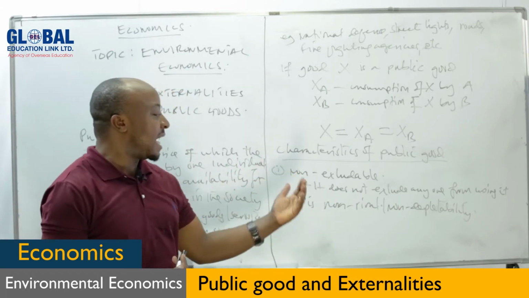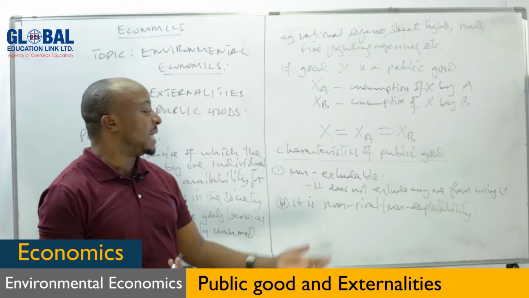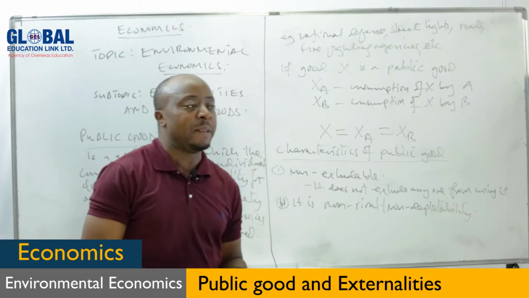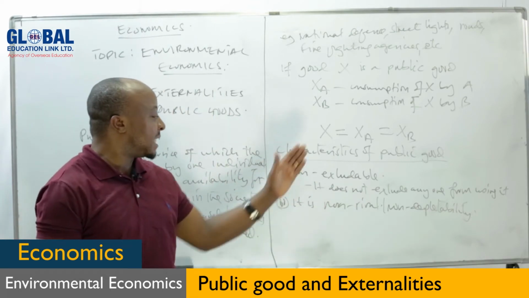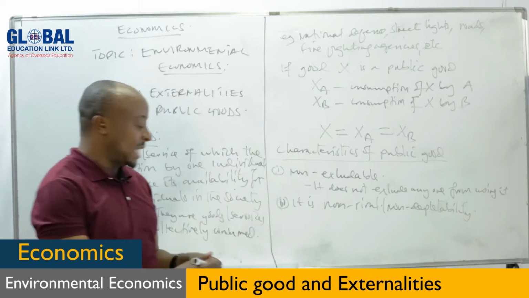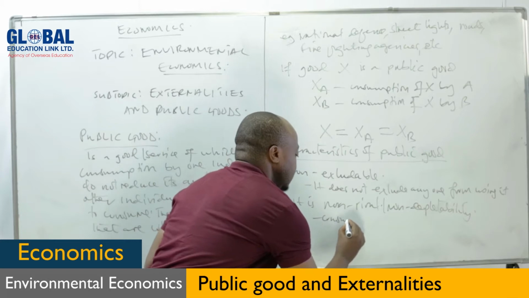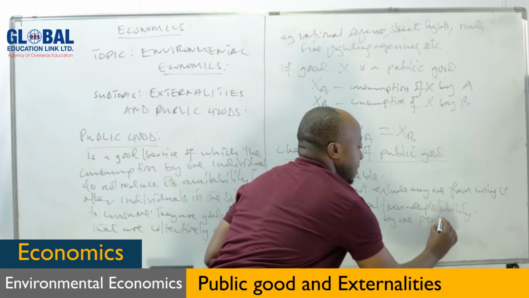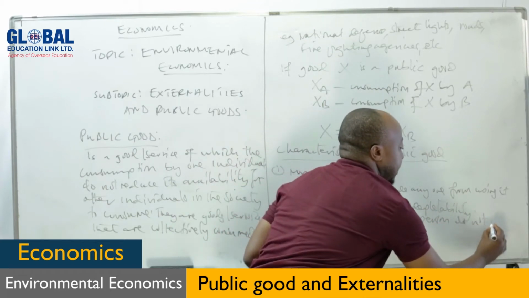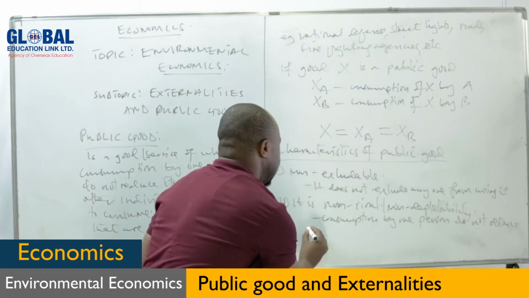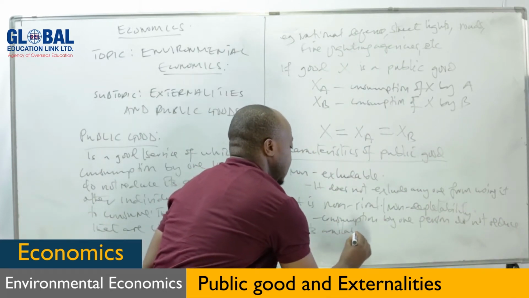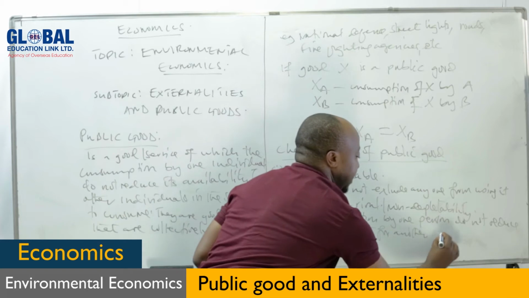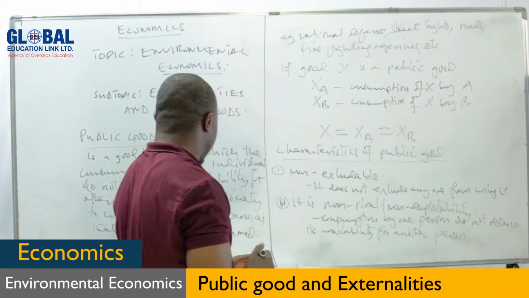But a public good is non-rival and non-depletable, because the consumption of one individual does not reduce it for the consumption of another individual. That is non-rival. So this is the second characteristic of a pure public good: consumption by one person does not reduce its availability for another person. That is one of the common characteristics of a pure public good.